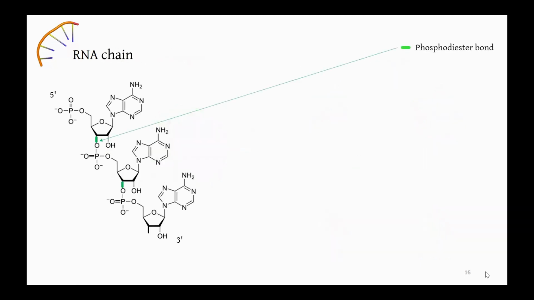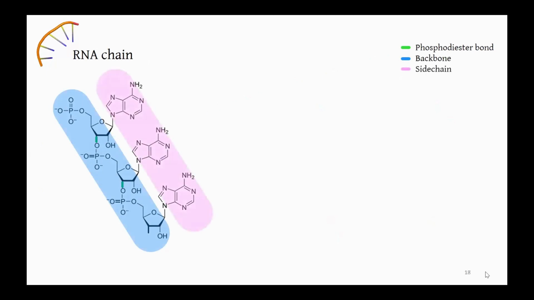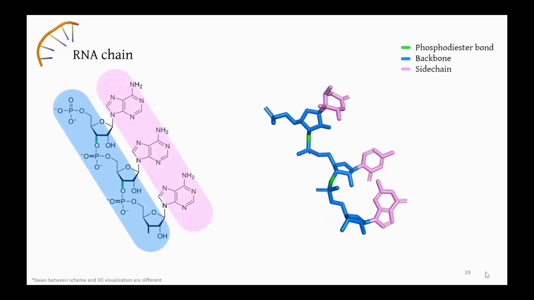2 or more nucleotides can form a chain by bonding with each other via phosphodiester bonds between the sugar of the first nucleotide and the phosphate of the second one. This line of sugars and phosphates is known as the backbone of RNA, and the base is known as a side chain. Here is how it looks in 3D.